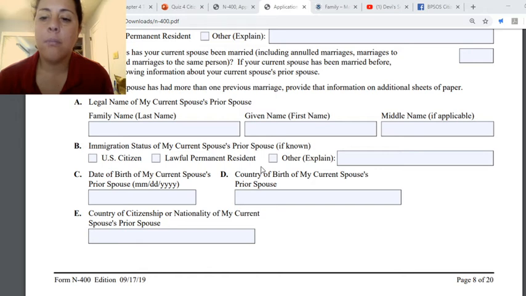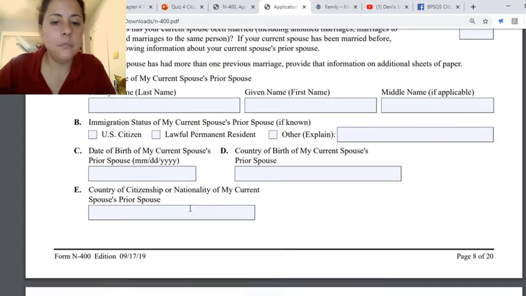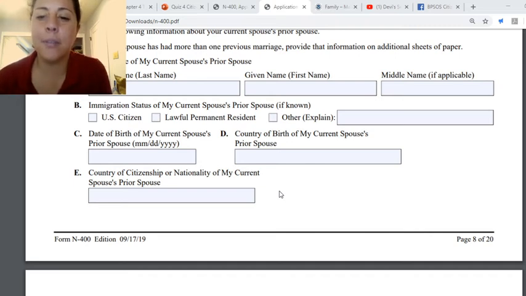Now, date of birth of my current spouse's prior spouse. If you know it, answer. If you don't know it, it's okay. Country of birth of my current spouse's prior spouse. If your husband or wife had a husband or wife before you, you need to write their date of birth, their country of birth, their country of citizenship. If you do not know this information, it is okay. But if you know, you need to write.